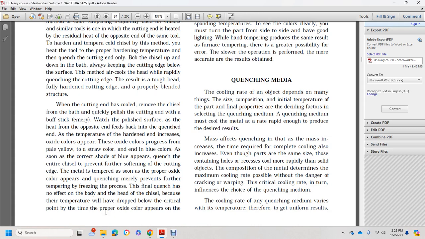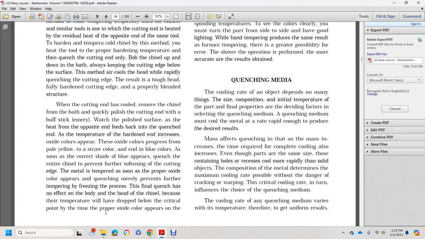Watch the polished surface as the heat from the opposite end of the chisel increases the temperature of the hardened end and oxide colors appear. The oxide colors progress from pale yellow to straw color and then the blue colors. When the correct shade of blue appears, quench the entire chisel to prevent further softening of the cutting edge. The metal is tempered to assume the proper oxide colors.